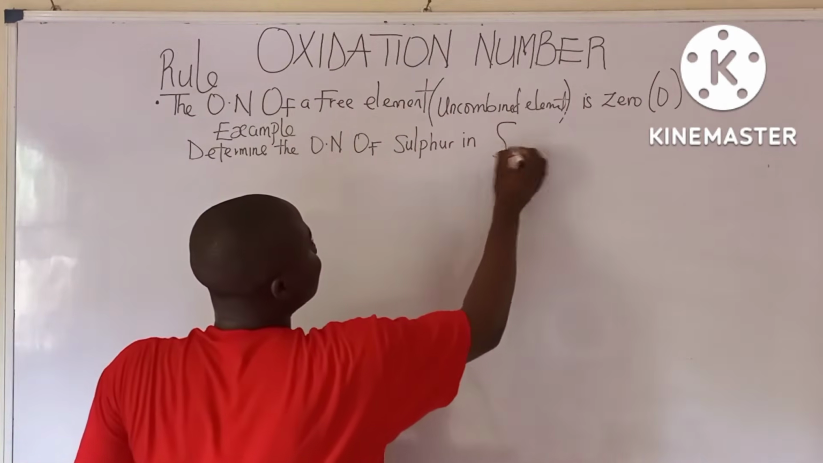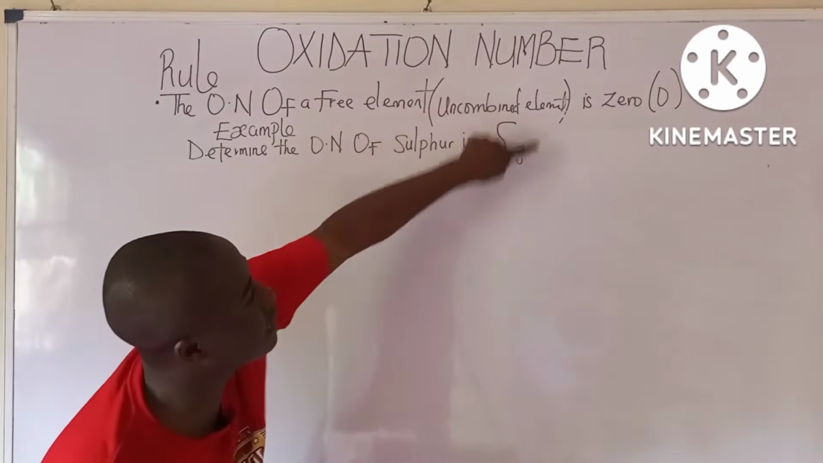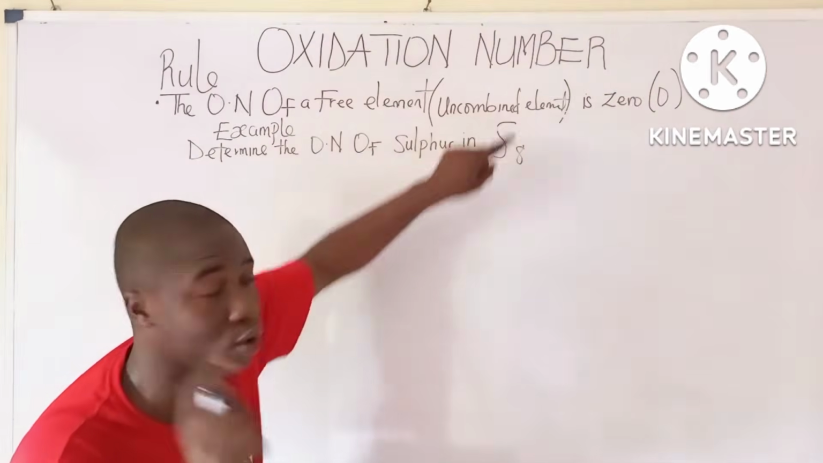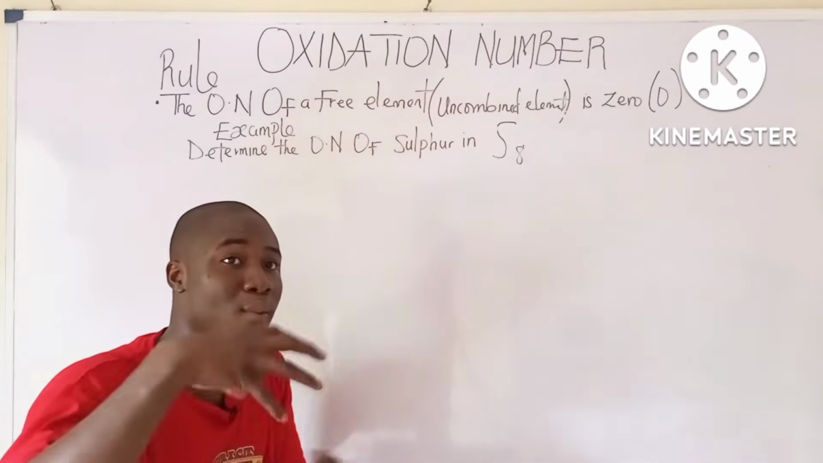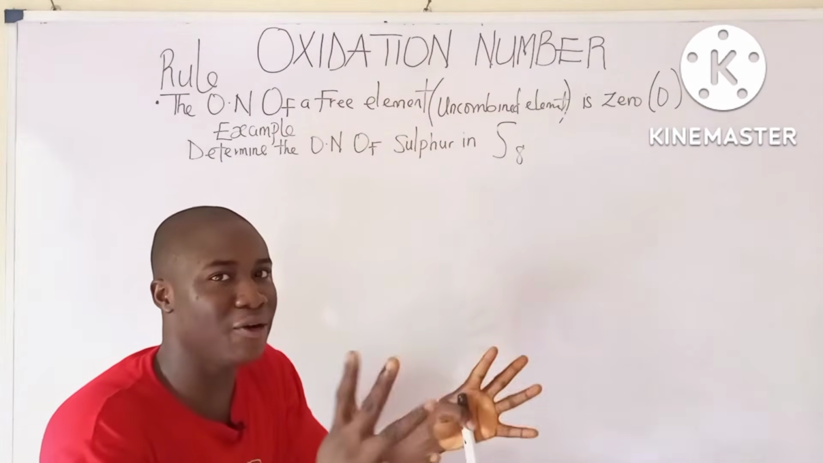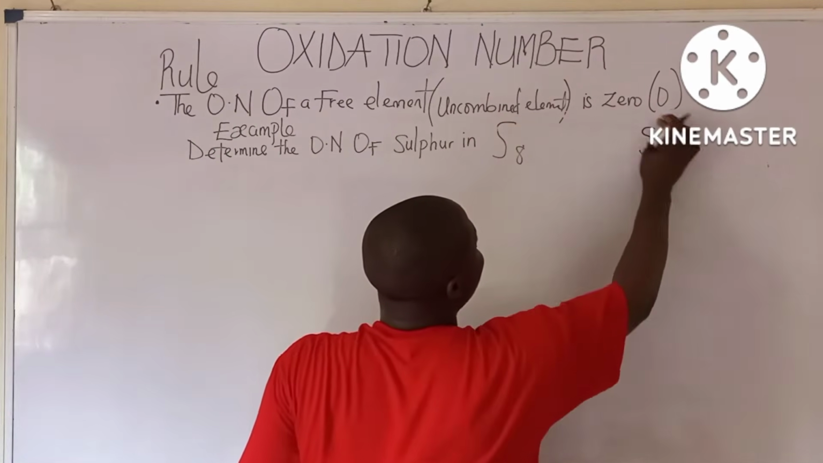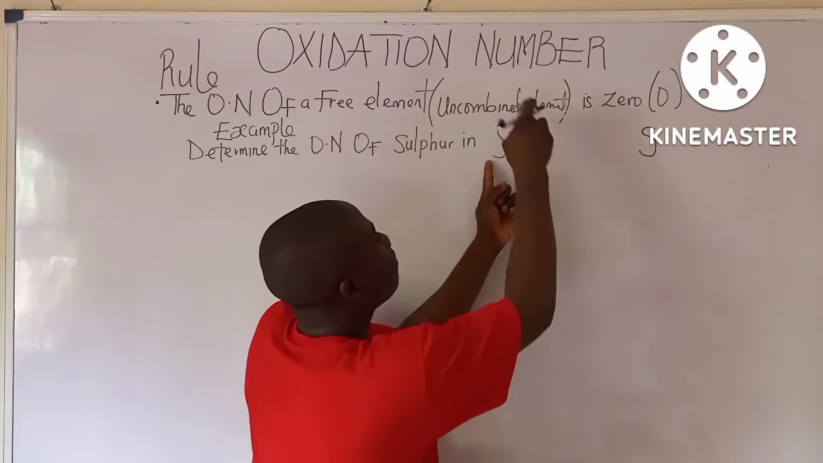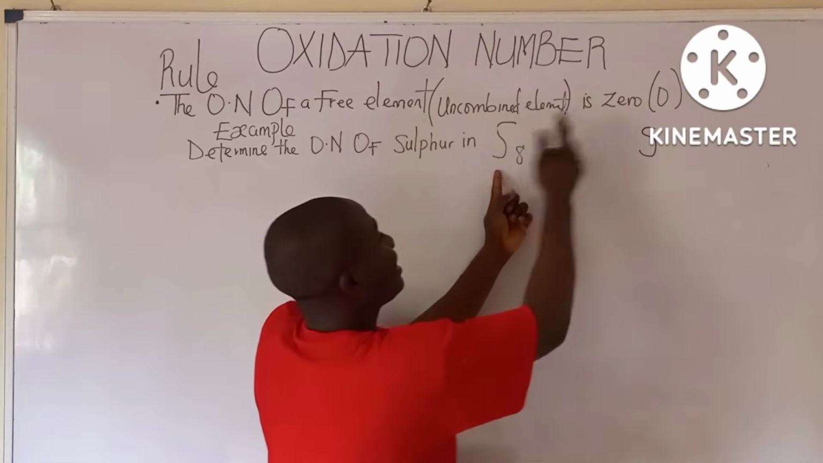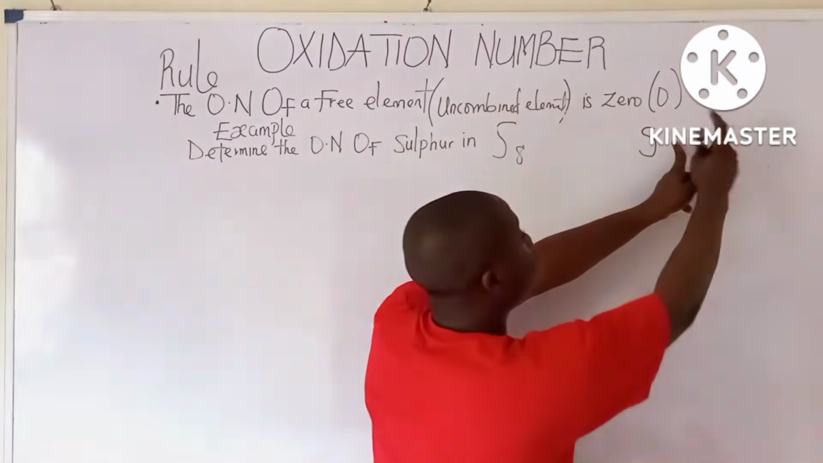in S8. Now, sulfur as an element exists in this form as its molecule. Recall, it must be noted that for us to get a molecule of an element, we need various atoms. Now, what am I trying to say? Let's say this is sulfur as an element. For us to get the molecular form of sulfur, which is S8, we need 8 atoms of sulfur.